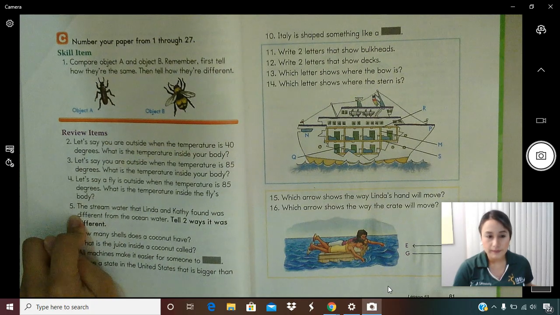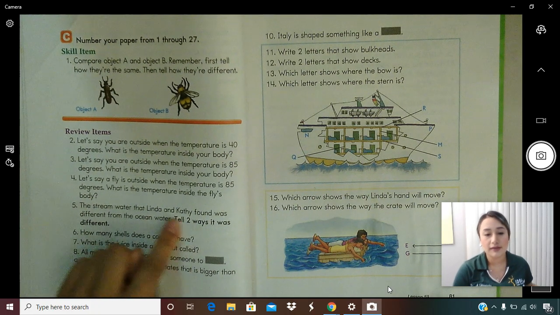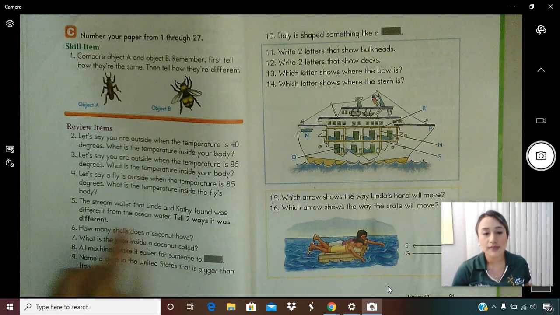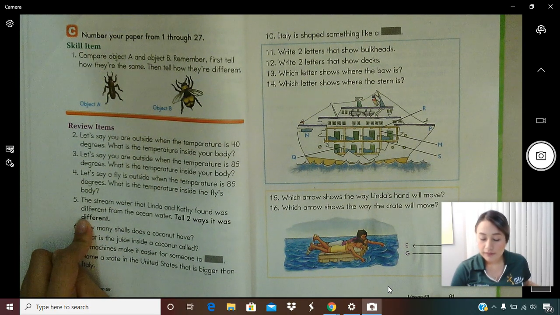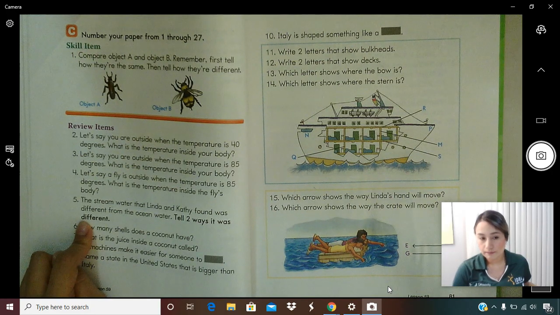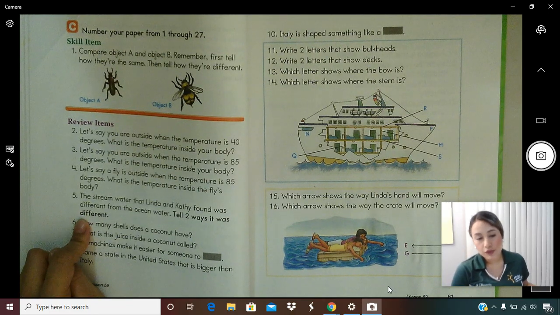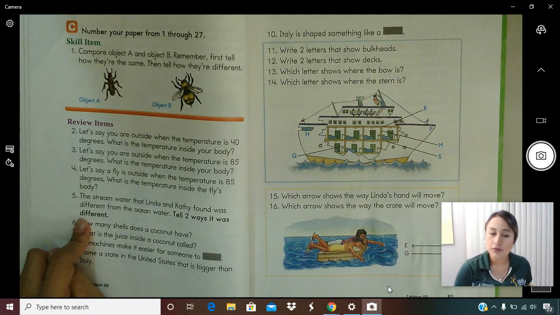Number 5. The stream water that Linda and Kathy found was different from the ocean water. Tell 2 ways it was different. So for number 5, the answers were cold, or fresh, or not salty. Okay? That's the difference between fresh water and ocean water. Fresh water is not salty, ocean water is salty.